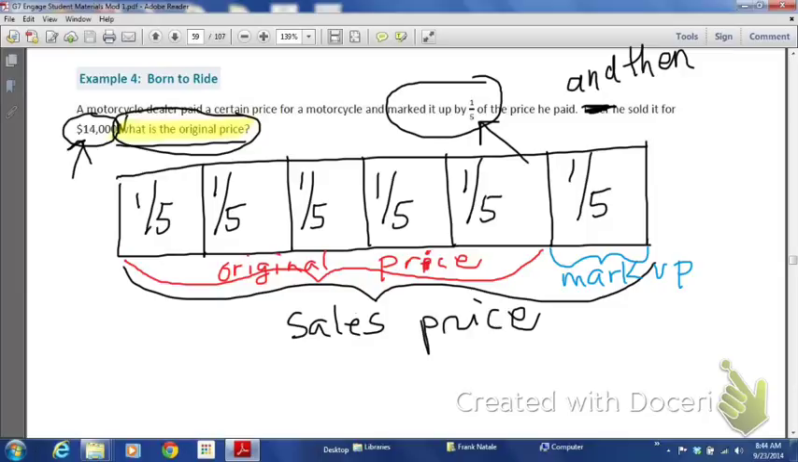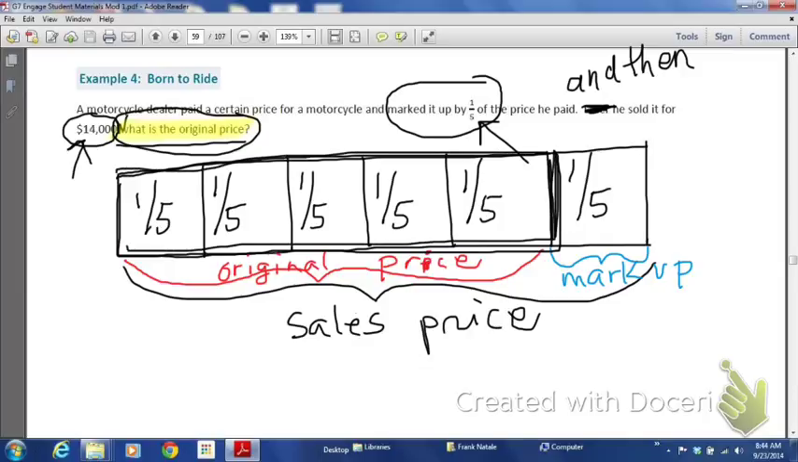The original price is right here, and you can see the original price is represented by these 5/5 right here, okay? And again, the reason I chose fifths is because we have a markup of 1/5 and it makes it easier, okay? So these 5/5 are our original price, again right here. Now, that original price is an unknown, okay? So what I want to do then is go ahead and use a variable to represent all of this.